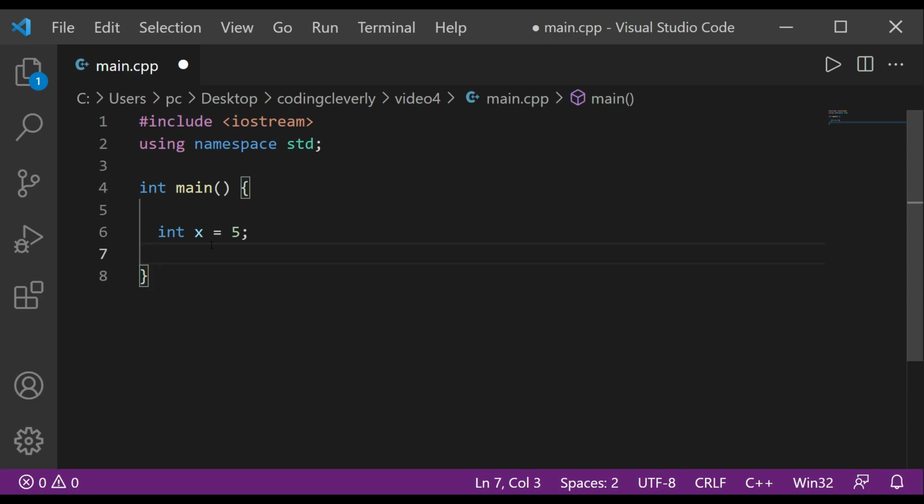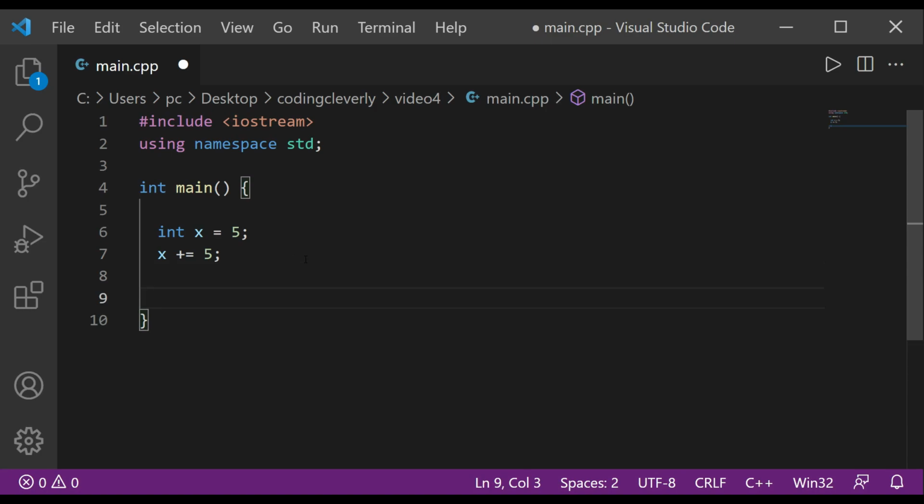So what we could do here is x plus equals, and we can have anything like 5. So what this does is that it adds 5 to the existing value of x. The existing value of x is 5, so it adds 5 to it. It's the same as this thing over here: x is equal to x plus 5. So it's much shorter, and it's also known as a shorthand operator.